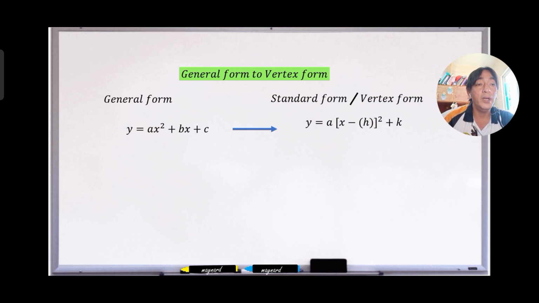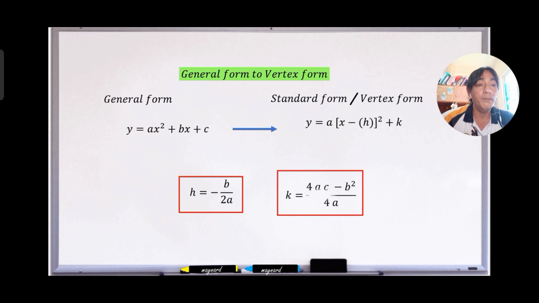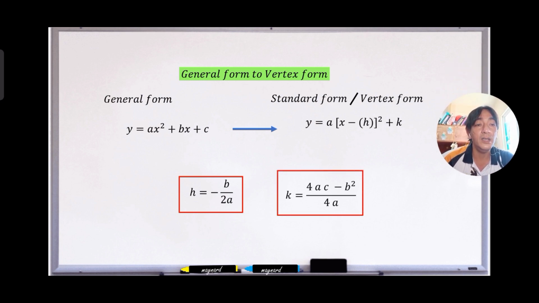Okay, so may formula tayo to find h or yung x coordinate natin sa vertex. So ang formula niya will be h is equal to negative b over 2a. While ang formula naman sa k, ang k natin is equal to 4ac minus b squared all over 4a. So, pag nakuha na natin yan, plug in lang natin siya dun sa vertex form, dun sa formula na yon sa taas. And then, nandun na yung vertex form natin. Okay, so, let us have some examples para mas maintindihan nyo pa.